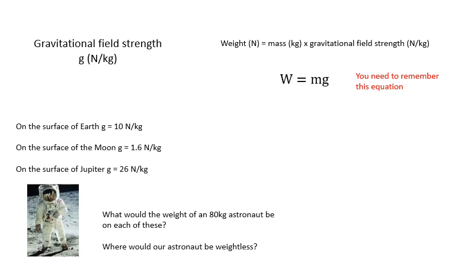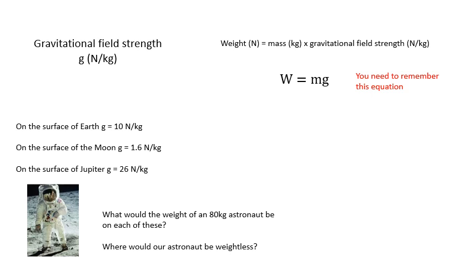Let's have a go at these little sums. On the surface of the Earth, little g is 10 newtons per kilogram, a little bit less maybe. On the surface of the Moon, little g is 1.6 newtons per kilogram. On the surface of Jupiter, little g is 26 newtons per kilogram. You'll always be given a value for little g, by the way. Now, an astronaut has a mass of 80 kilograms. What would his weight be on each of those, and whereabouts would he be weightless?